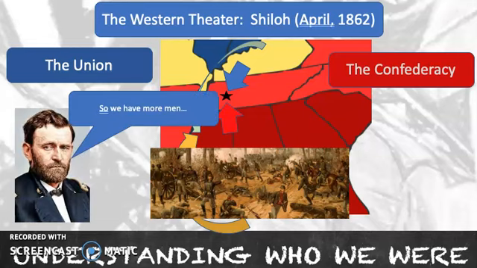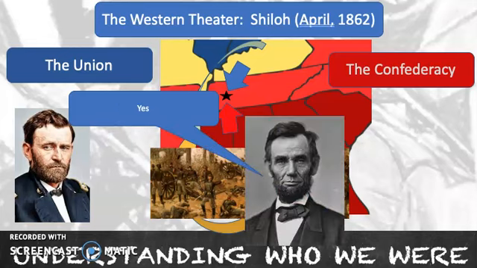What is important about Shiloh, first off, you can see it's April 1862. The Western Theater goes very differently from the Eastern Theater for the Union. And a lot of that has to do with this man right here. His name is Ulysses S. Grant. He is in charge of the Western army.